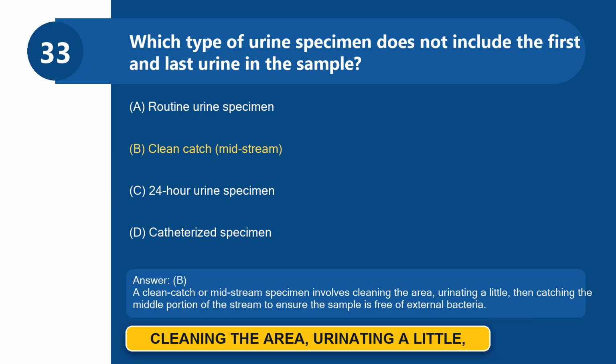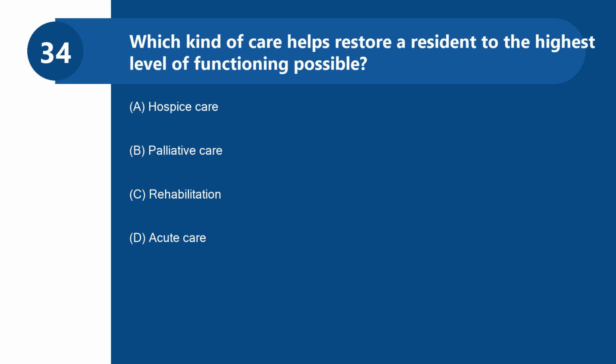Question 34. Which kind of care helps restore a resident to the highest level of functioning possible? Option A, hospice care. Option B, palliative care. Option C, rehabilitation. Option D, acute care. The correct answer is option C, rehabilitation.